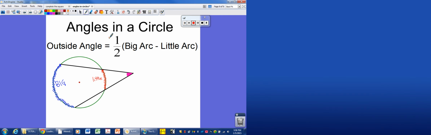The central angle, that's equal. The inscribed angle, that's half of the arc. The inside angle, that's the average of your two arcs. Add them together and divide by 2. And then your outside angle, which is half of the difference. It's a subtraction problem when you have an outside angle.